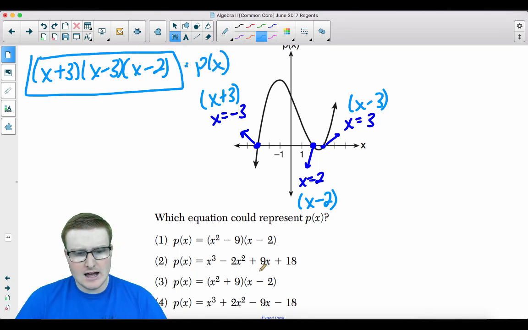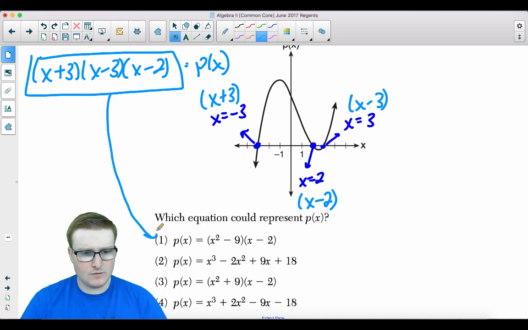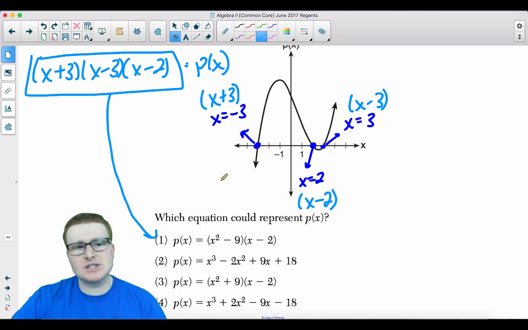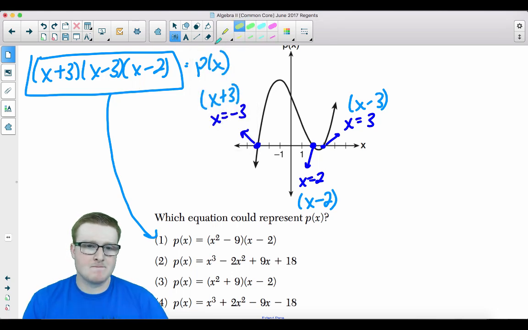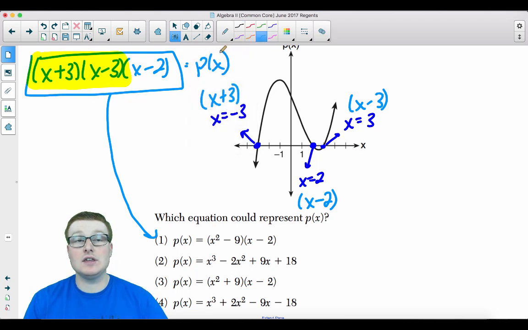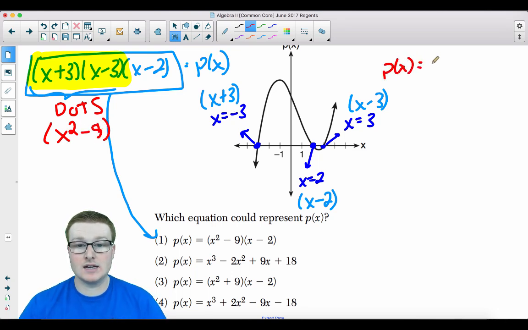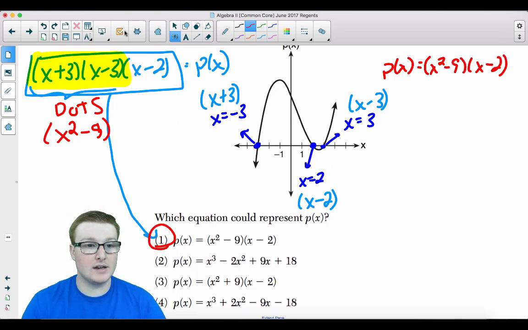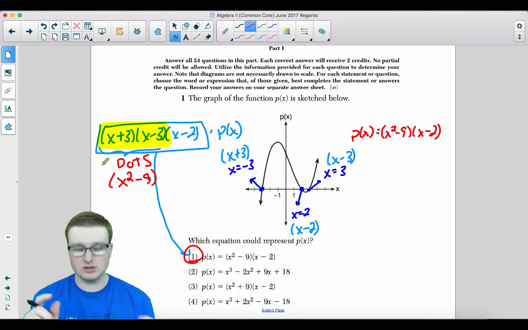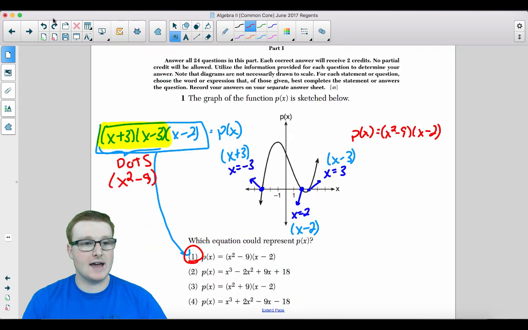So if you look down here, none of them look like that. The problem is they were sneaky here. They said x plus 3, x minus 3 can be condensed using the difference of two perfect squares backwards, which produces x squared minus 9. So p of x can actually be rewritten as x squared minus 9 times x minus 2. And your answer for this one is going to be choice 1 for that question. Not a bad question. They just were a little sneaky with how they rewrote that answer.